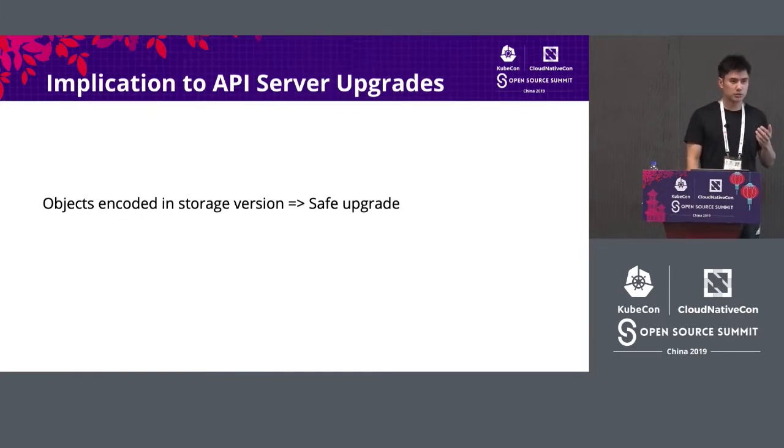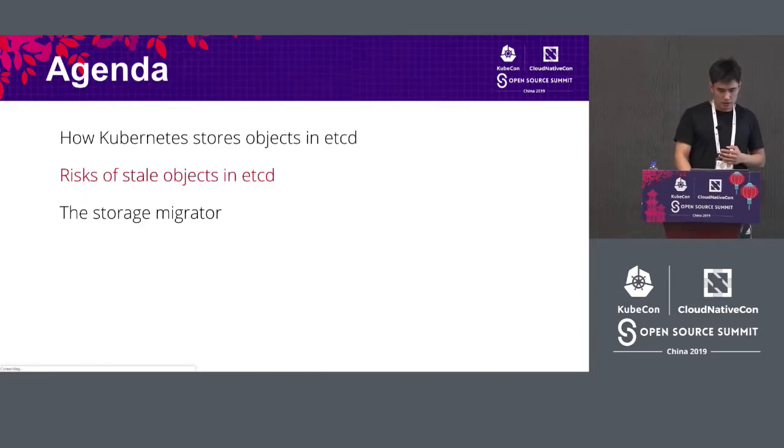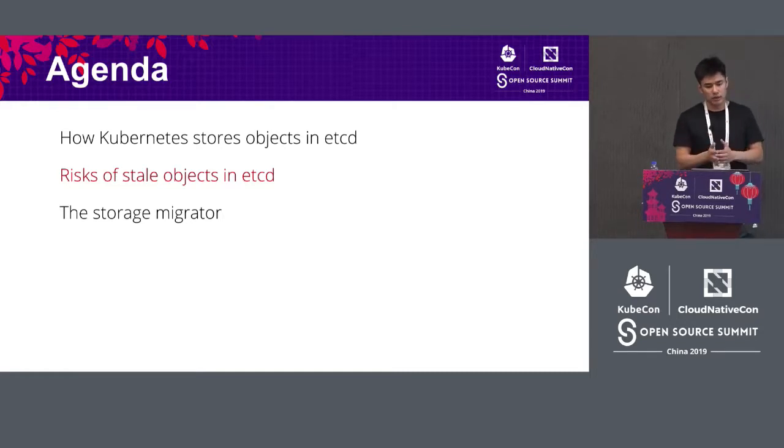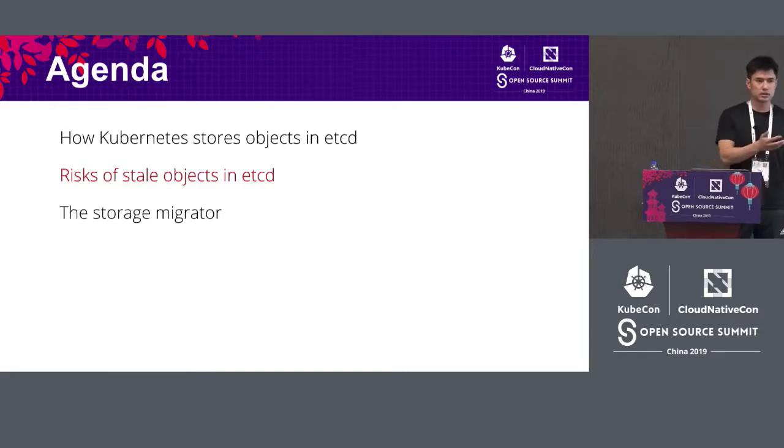To highlight what we just said, the important bit is you need to make sure your objects are encoded in the storage version. Then you can upgrade your API server. Otherwise, you might have stale objects that cannot be interpreted anymore. So previously was the background knowledge, and now let's look at how I ended up in that story.